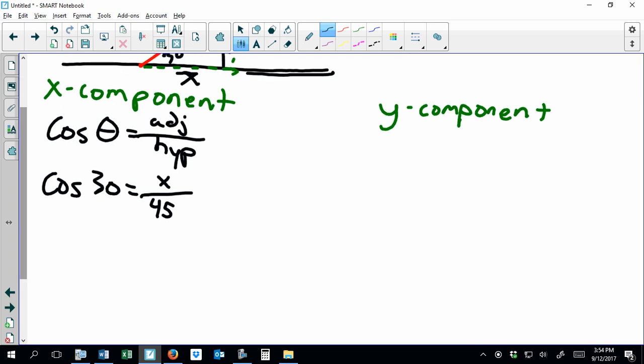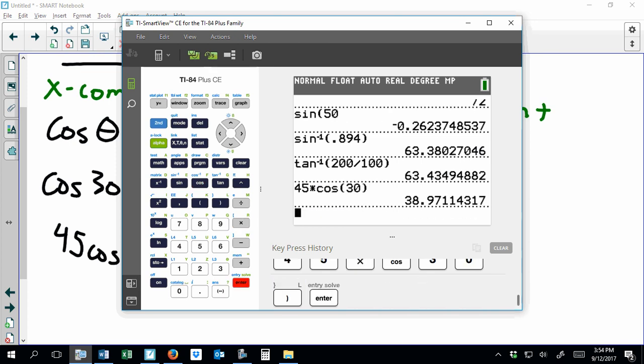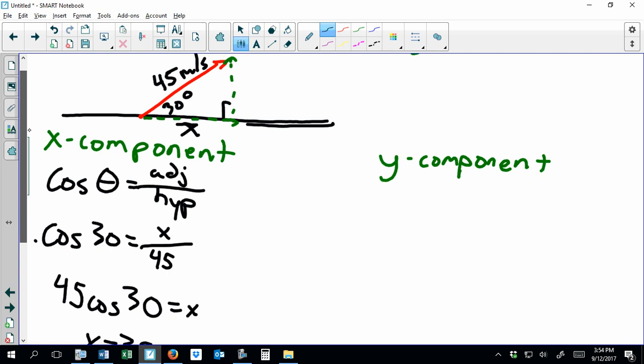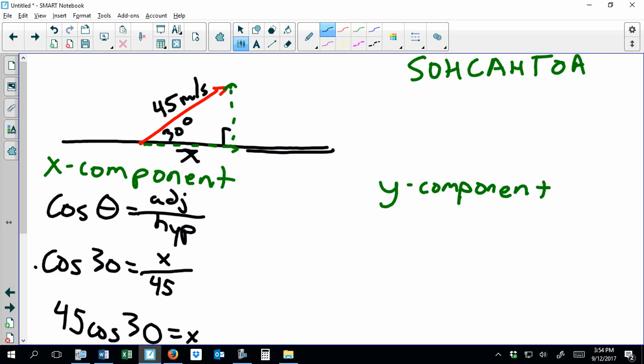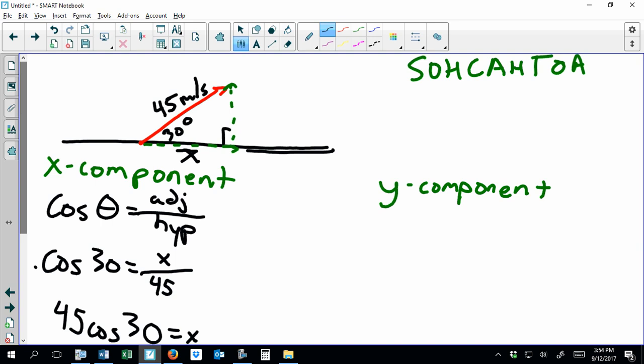To solve for x, I multiply 45 to both sides, and then I take the cosine of 30, and that equals x. So if I get in my calculator, 45 times the cosine of 30 gets me 38.97. So my x component is 38.97. And because my resultant, that vector, was meters per second, it was a velocity, this is also a velocity. It is also in meters per second.